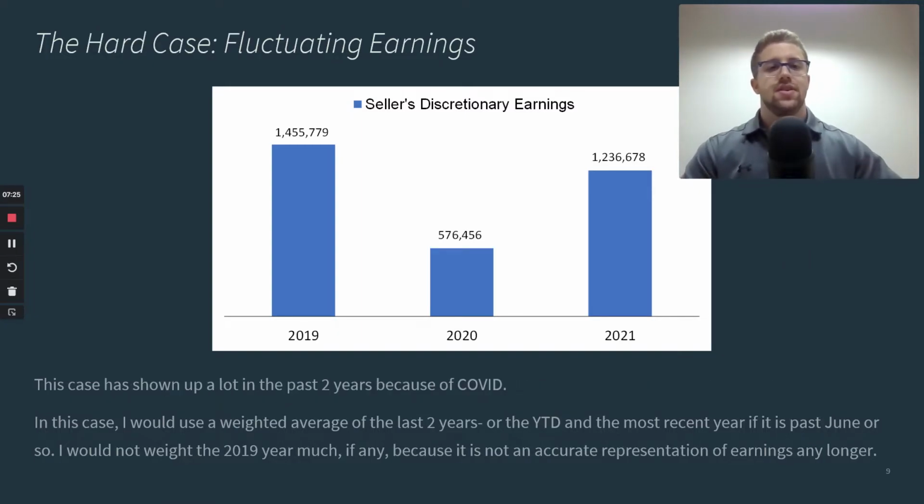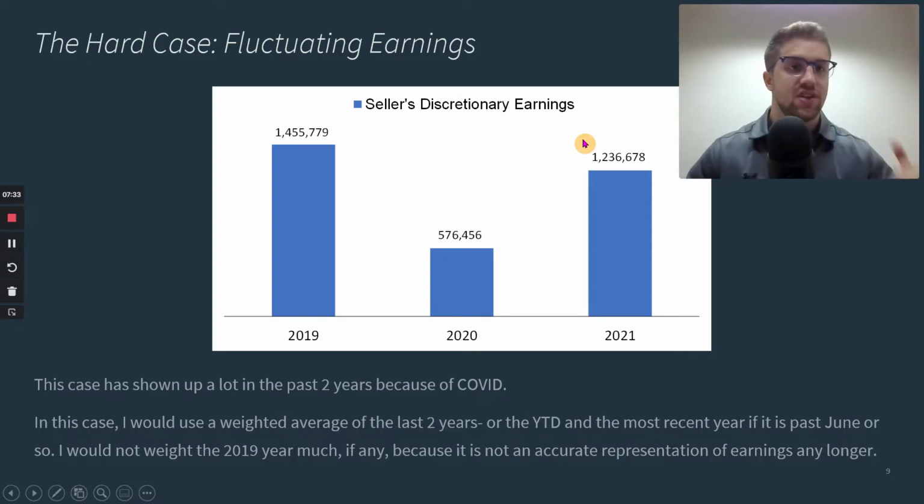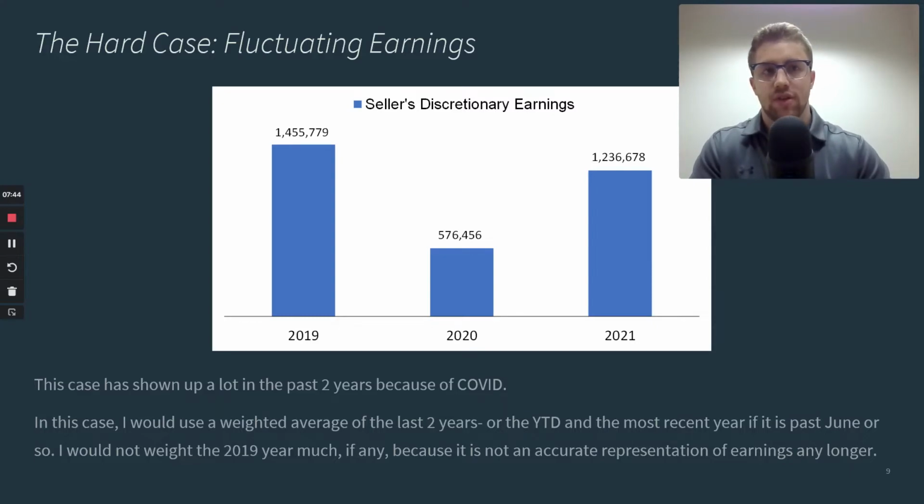One of the harder cases is earnings that fluctuate significantly. So if you have, in this case, 1.4, then 500, then 1.2, that's a pretty significant fluctuation, and you're going to have trouble. In this case, I would start to dig into more of the qualitative factors and figure out what's driving the change. I will say in the past 2 years, there's been a focus on COVID and how COVID's affected business financials. I'll make a video on valuing businesses during COVID, probably after this course, to address the topic in more detail. But the general answer that I give is you can discount that year significantly.